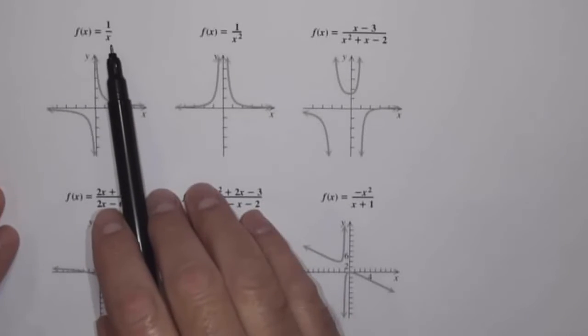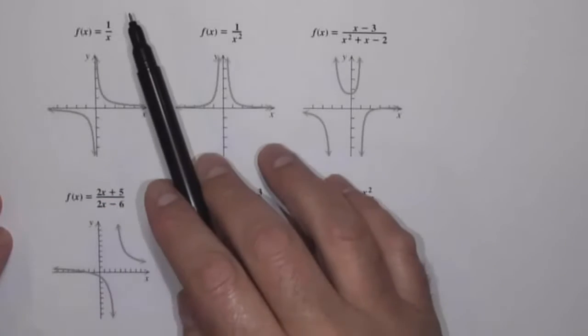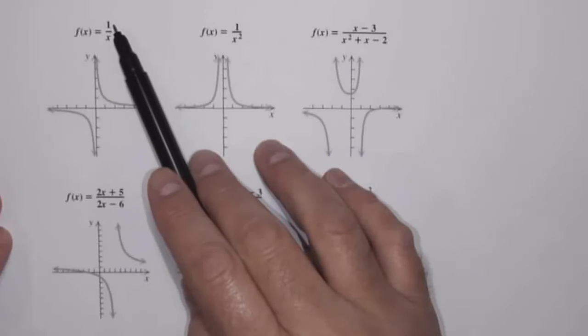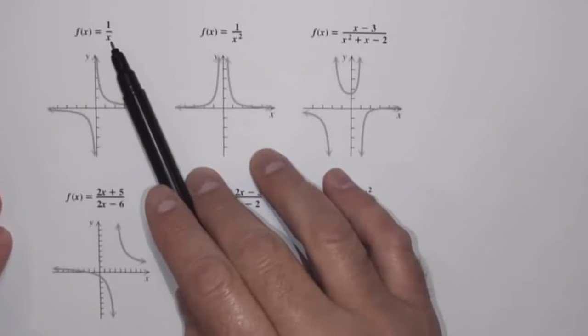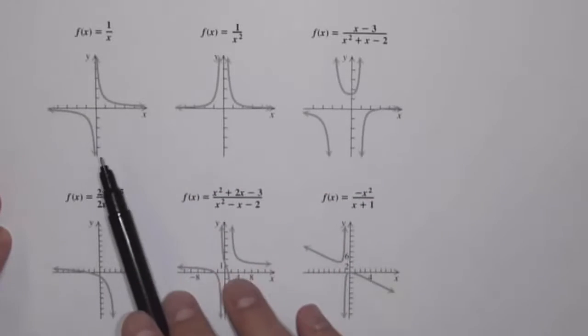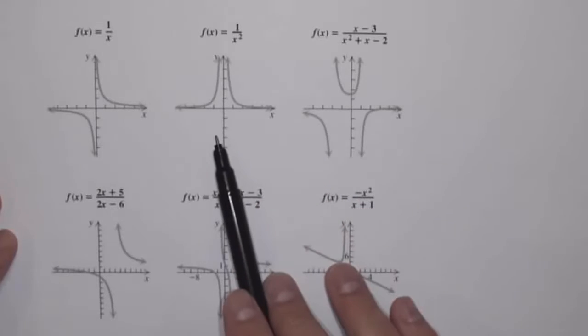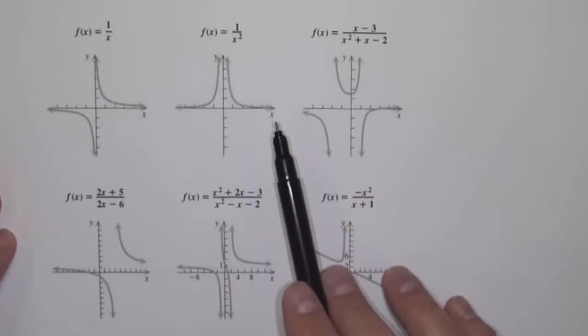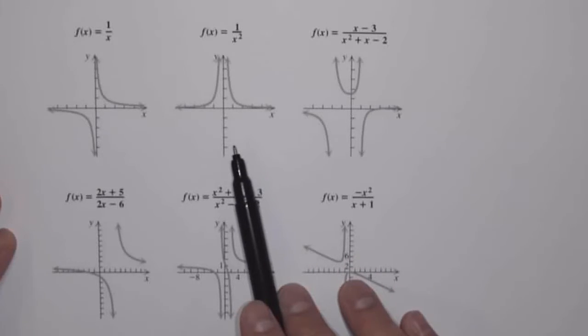So this is the most basic rational function, f of x equals 1 over x. So again, we have a polynomial over a polynomial. In the numerator, we have just the constant polynomial, p of x equals 1. And in the denominator, we have the polynomial q of x equals x. That's the identity polynomial. And this is what the graph of that function looks like. Here we have another rational function, f of x equals 1 over x squared. And here's what the graph of that function looks like.